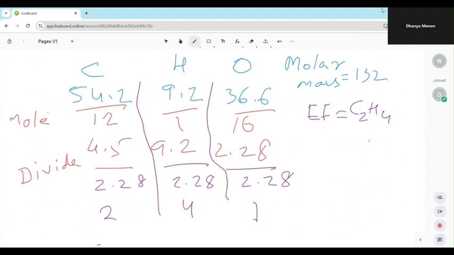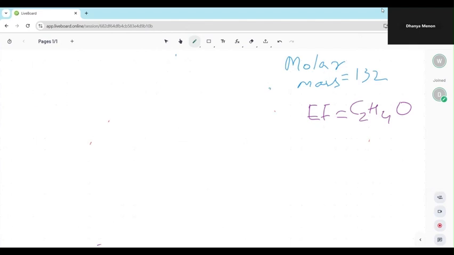C2H4O. This is our empirical formula. Now we don't need this calculation, so I'm just rubbing it off. We got our empirical formula. Now they have given you some information about molecular mass, which is equal to 132. It's mentioned in the question itself. And you got the EF. I'll write it here. Empirical formula is 132.